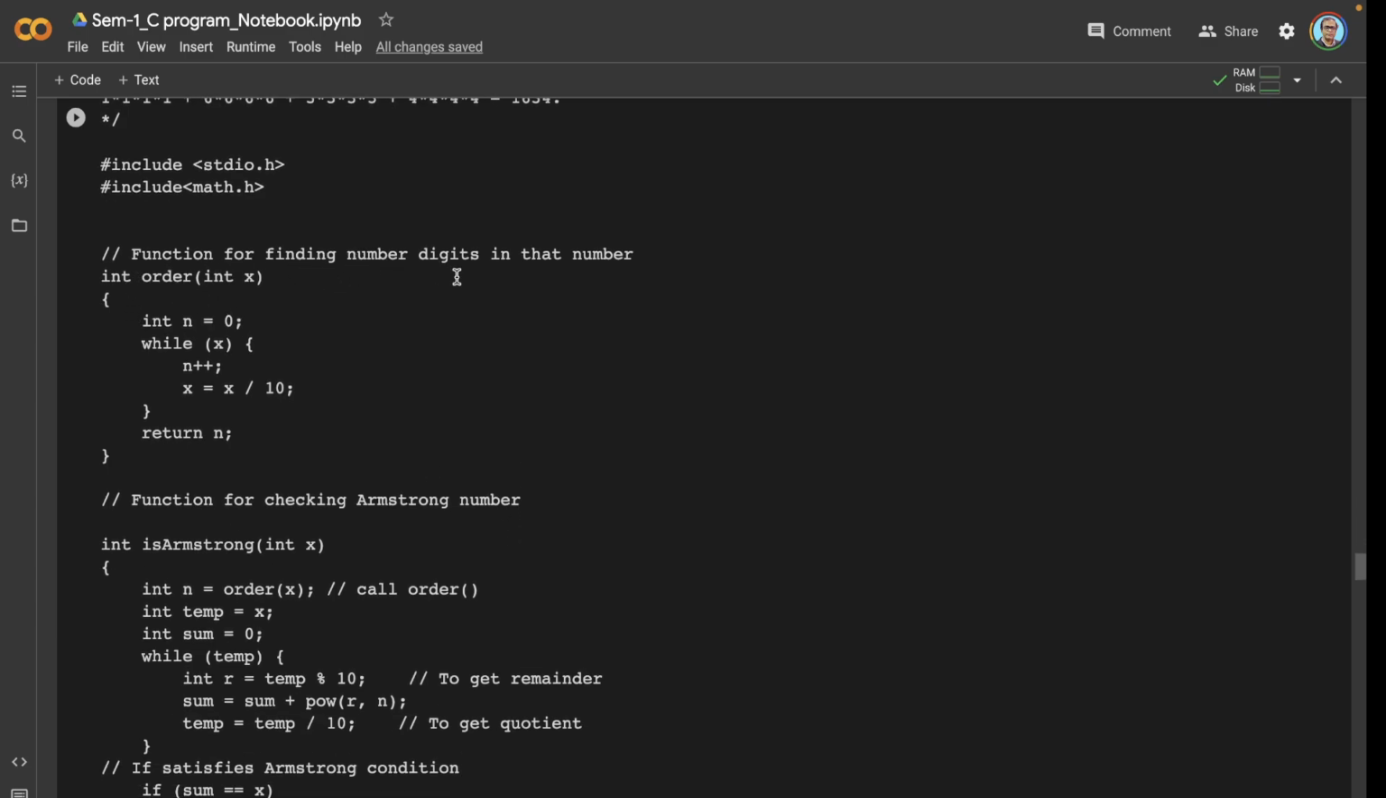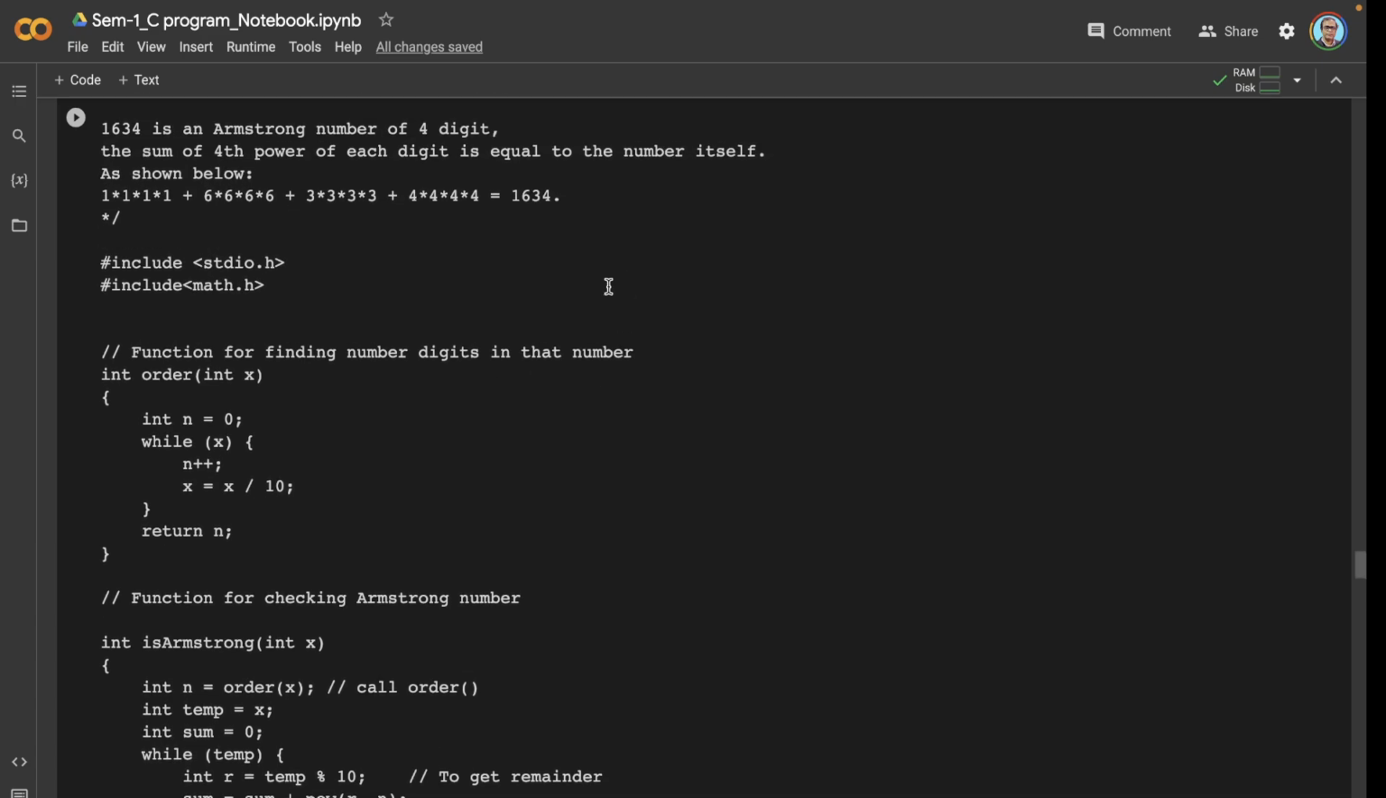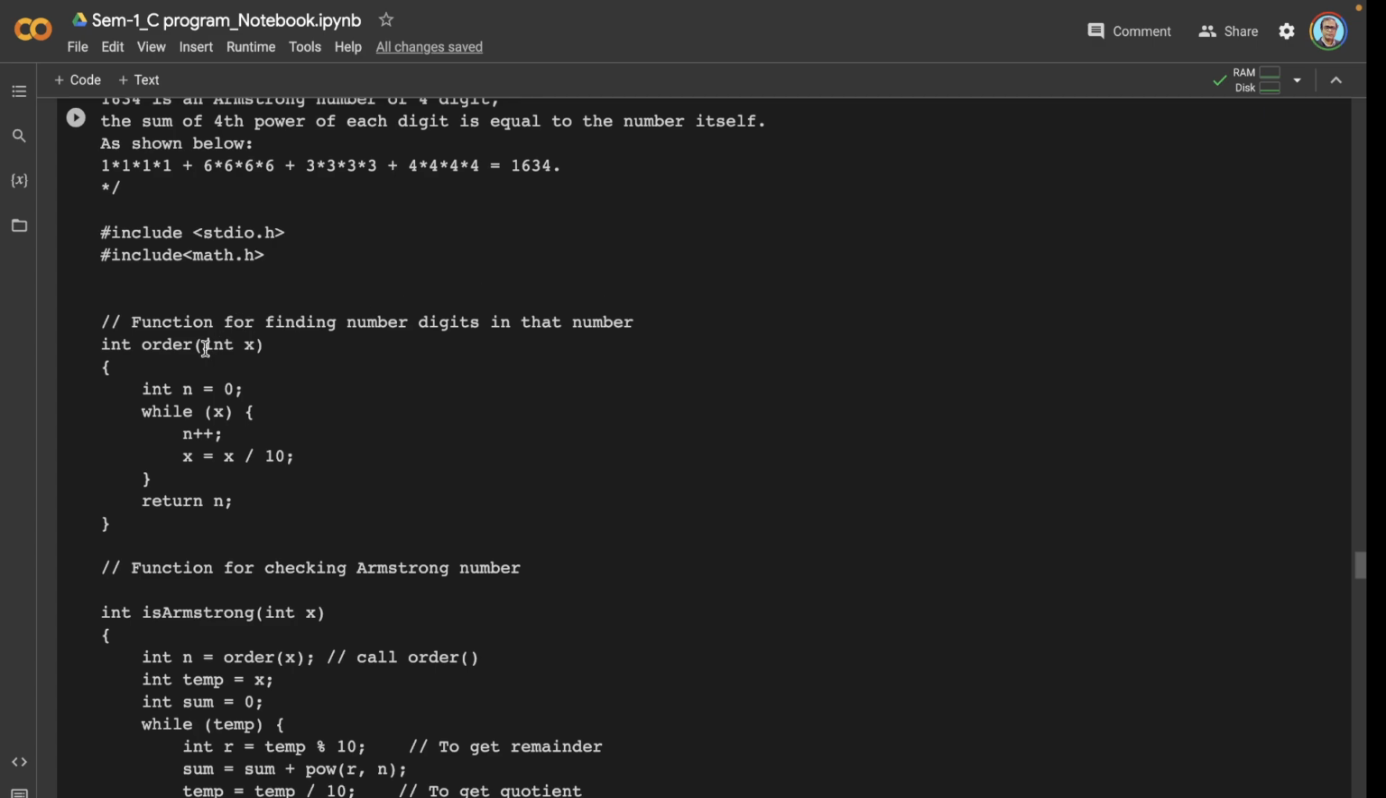Function: we find the number of digits in that number. So either 3 digits or 4 digits. So first we find the number of digits. In the order function, while x is not 0, n equals n plus 1, x equals x by 10, and return n. So by this program we can find and return n.